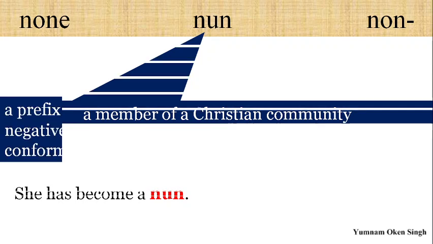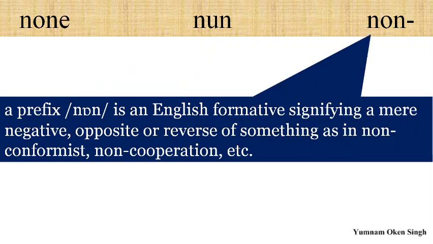Let's see the third one, NON. This is a prefix in English formation of words. It negates, or let's say it means the opposite or negative or reverse of something, as in non-conformist or non-cooperation. And one thing, it is pronounced not none but non.